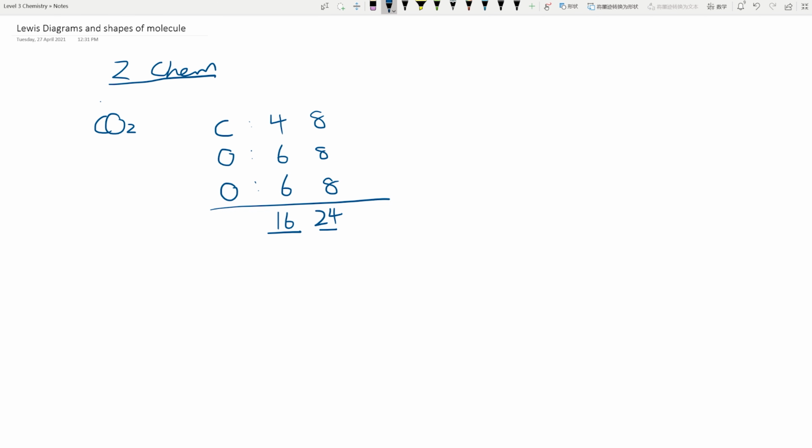You can't just create 24 electrons if you don't have 16. So this is when they start sharing electrons, but it's not even sharing, that's why the bonds are polar, but I'll cover that in the polarity video a bit later. So 24 minus 16 is 8 electrons. Per one bond is 2 electrons, so that means I have 4 bonds.